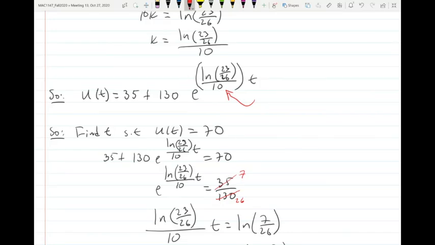Here is what I mean. If you do k, 23 divided by 26, ln, and divide that by 10. So you could say then that k is about, let's say, negative 0.01.